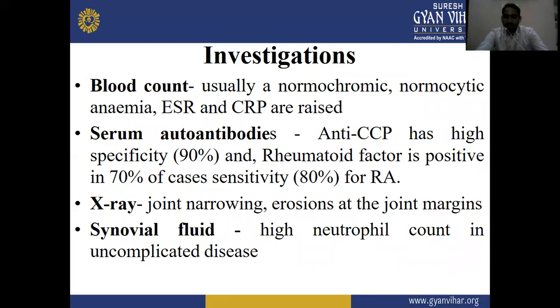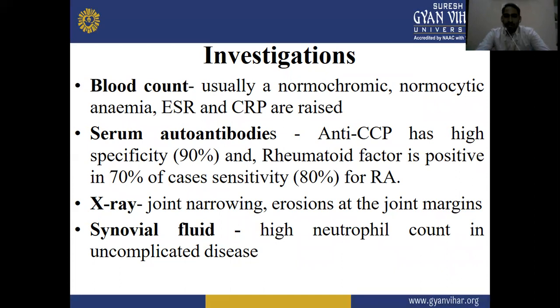Normochromic anemia is a form of anemia in which the concentration of hemoglobin in RBC is within the standard range, and CRP, C-reactive protein, is a measure of the level of C-reactive protein in your blood.